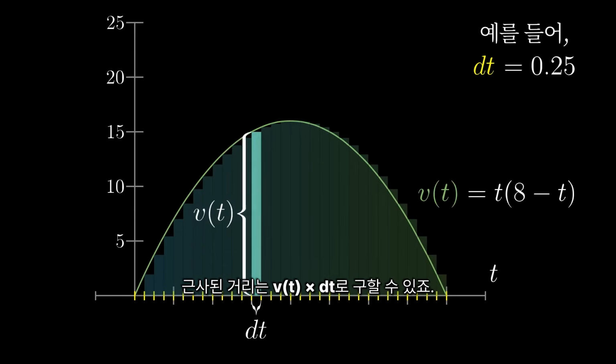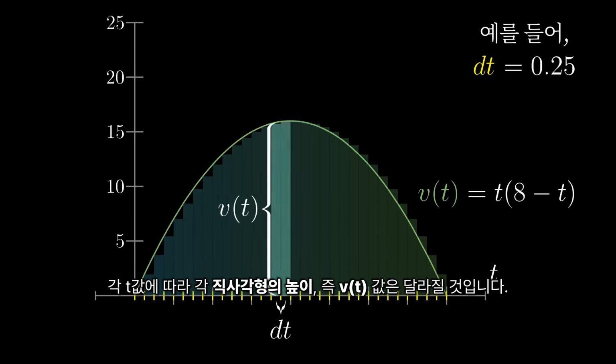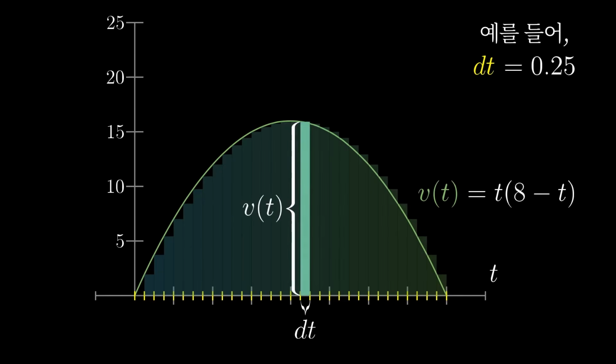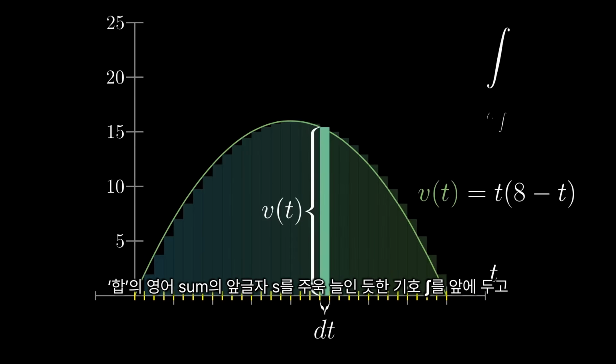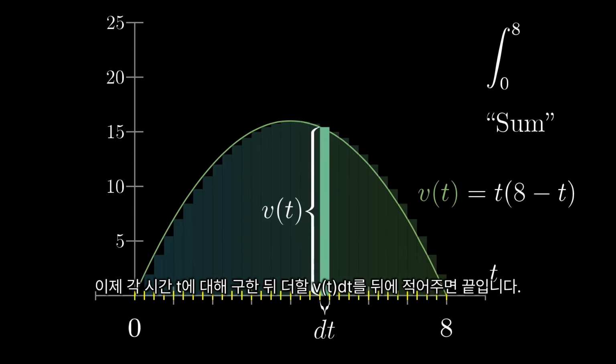The approximated distance is v of t times dt. It's just that you'd be plugging in a different value for t at each one of these, giving a different height for each rectangle. I'm going to write out an expression for the sum of the areas of all those rectangles in kind of a funny way. Take this symbol here, which looks like a stretched S for sum, and then put a 0 at its bottom and an 8 at its top, to indicate that we'll be ranging over time steps between 0 and 8 seconds. And as I said, the amount we're adding up at each time step is v of t times dt.